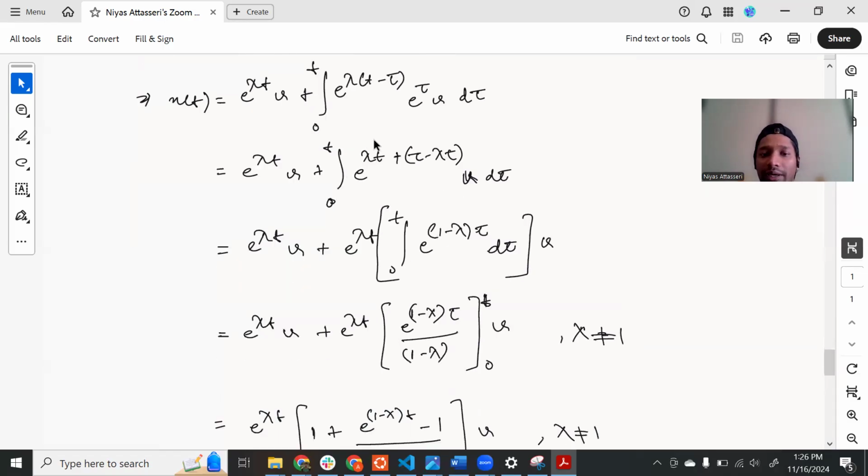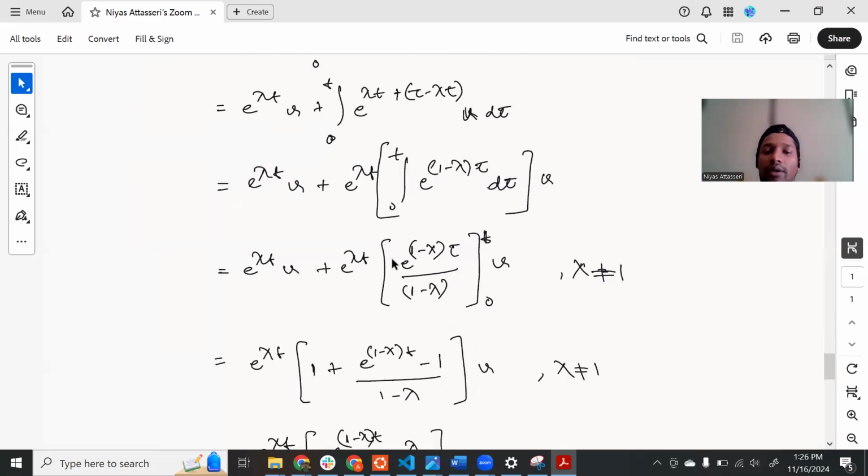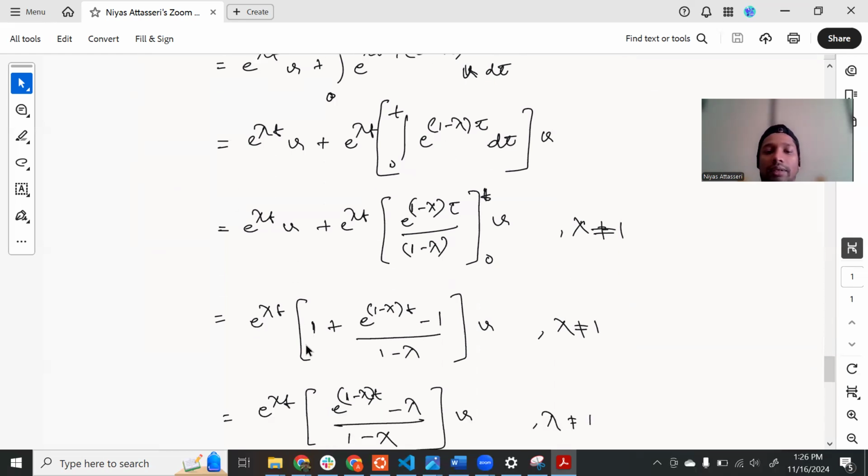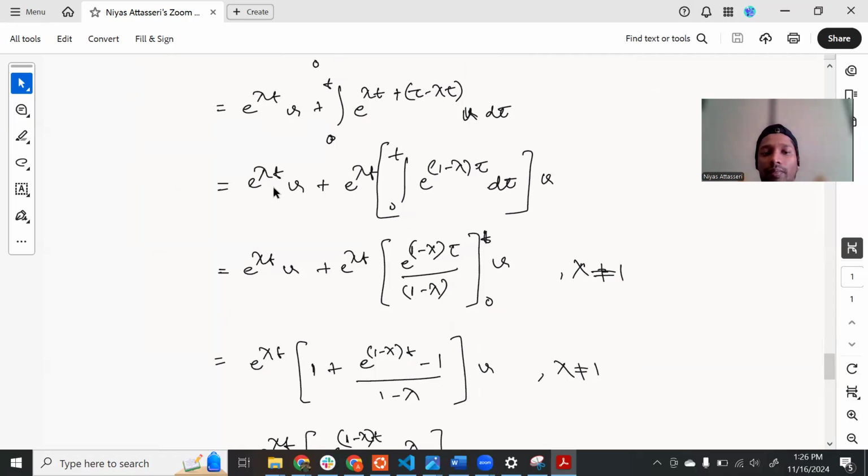Now we can observe that e raised to lambda t is common on the left hand side and v is common on the right hand side, and they are not dependent on tau. So you can take it outside of this integral and you get e raised to lambda t v plus e raised to lambda t integral of 0 to t e raised to (1 minus lambda) tau d tau, multiplied by v on the right hand side. Now I'm taking the integral, so we know that integral of e raised to kt dt is basically e raised to kt by k, with the limit zero to t.